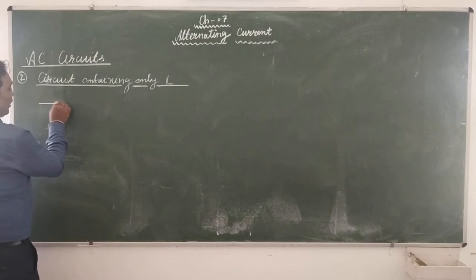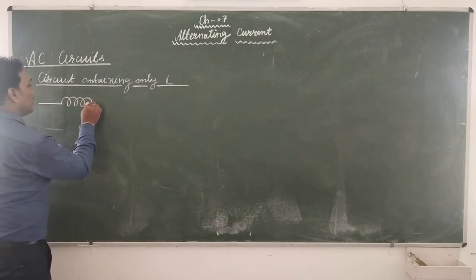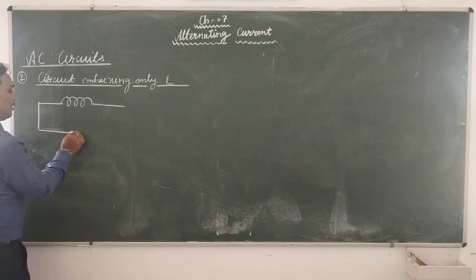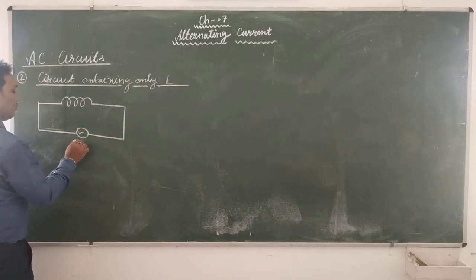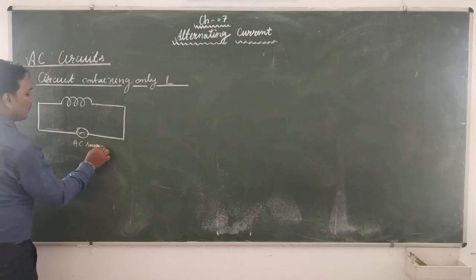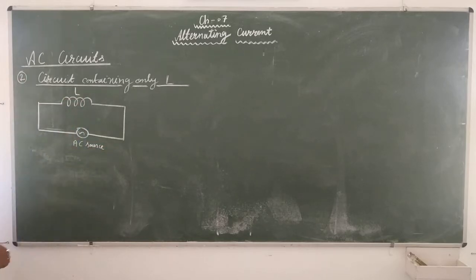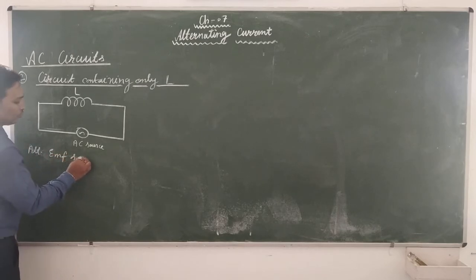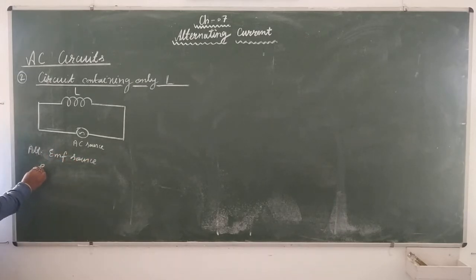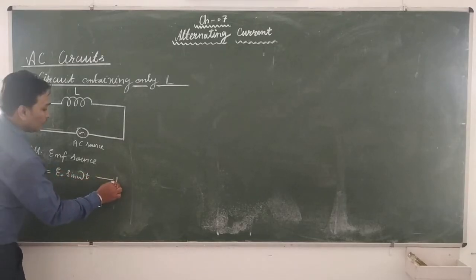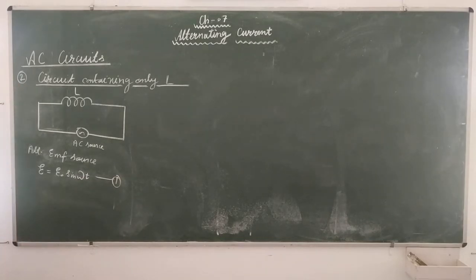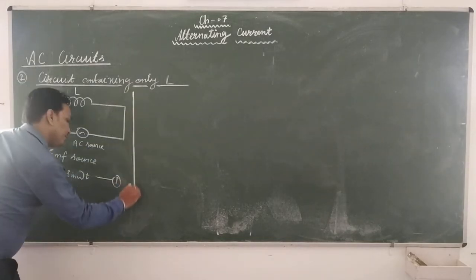How will the circuit look? The representation of inductor is like this. The source of alternate EMF. This is the AC source, and this is the inductor. Its self-inductance is L. Now the alternate EMF source E is equal to what? It is E0 sin omega t. Question number 1.